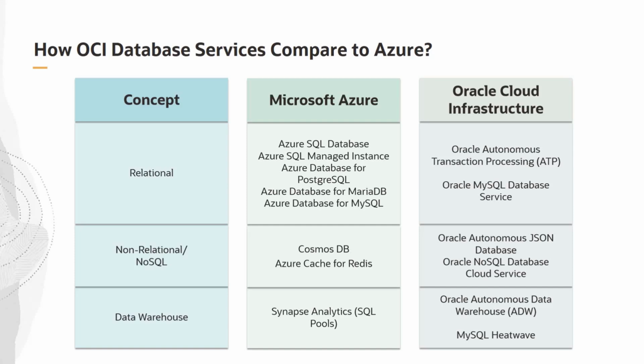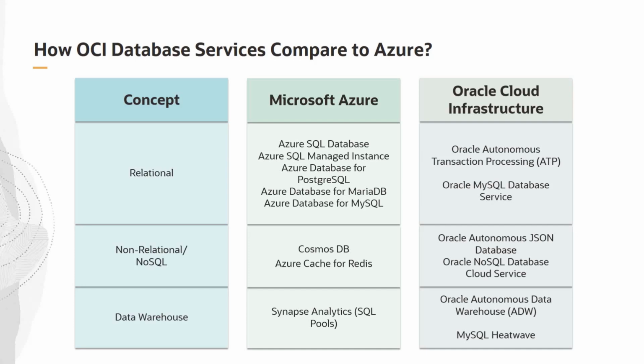In the relational space, Azure has Azure SQL Database, Azure SQL Managed Instance, Azure Database for PostgreSQL, Azure Database for MariaDB, and Azure Database for MySQL. In the non-relational space, Azure has Cosmos DB and Azure Cache for Redis, which is an in-memory data store. Azure also has Synapse Analytics Service, which provides data warehousing capabilities with dedicated SQL pools.